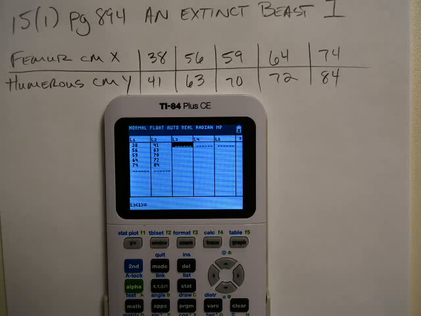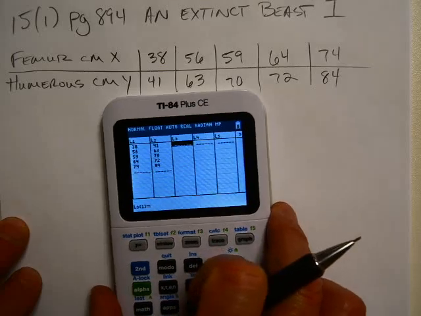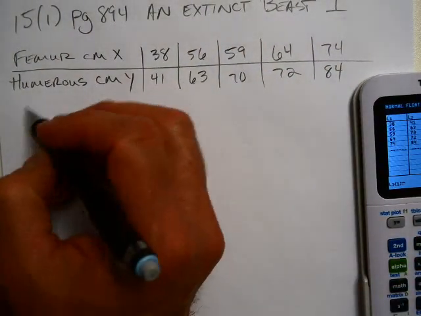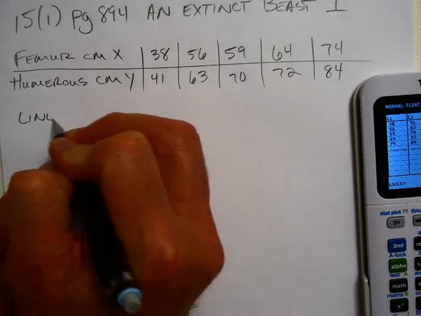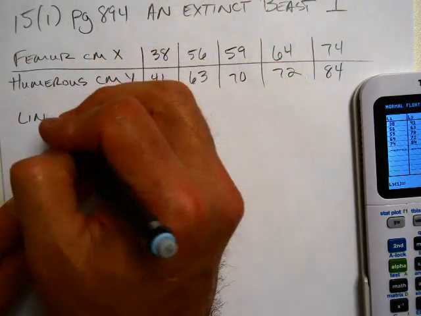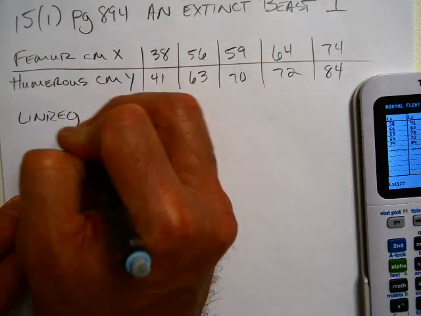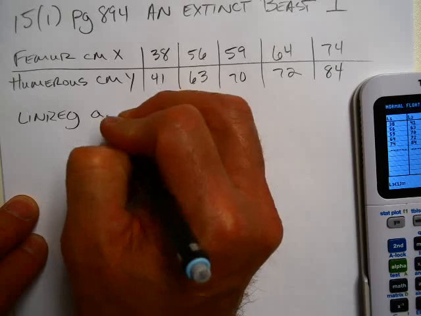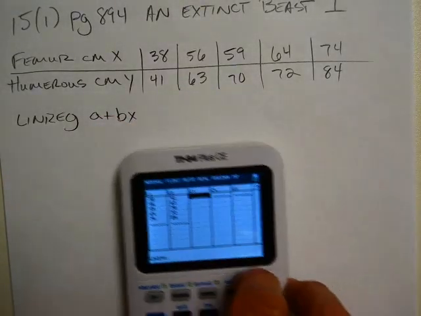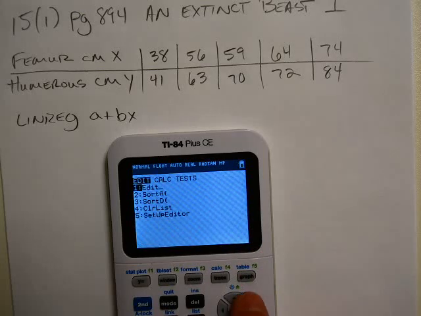So let's do some line of regression work here. What we want to do is find the line of regression and see what it'll tell us. So line reg in the calculator, we want a plus bx. Anybody remember where to find that? Stats, yep. Calc.